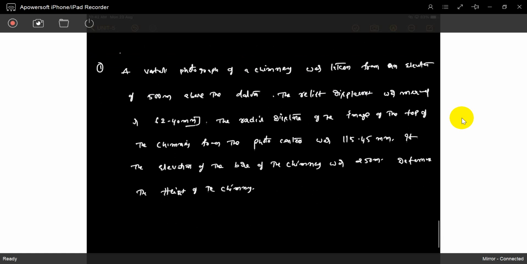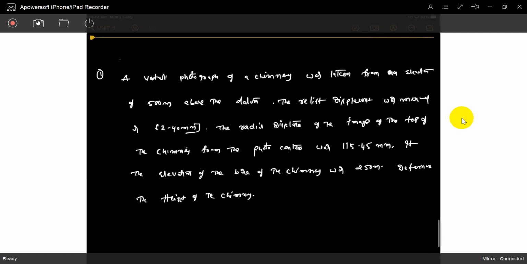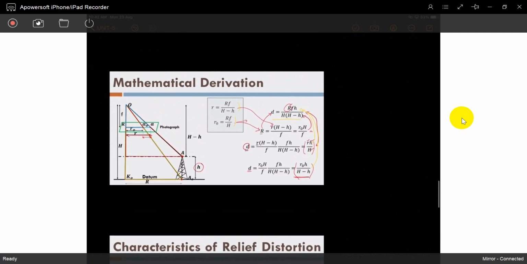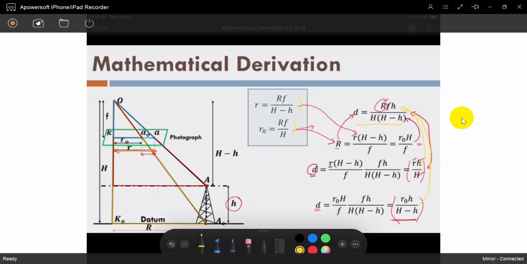See, so what did he say? Flying height 500. So radial distance of the top. Top means what he did? He gave R. Understood? He gave R. Top means he gave R. We write two formulas, R, h, H, R naught. R naught is the bottom, R is the height.